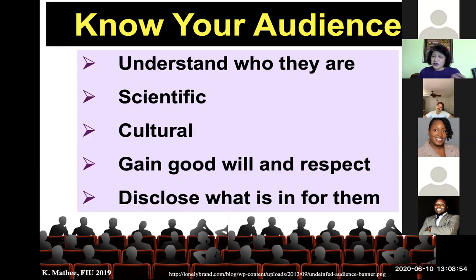Whether you are talking to small kids, to the elderly, or to a scientific crowd who knows all about the field, you don't go and define. For example, if I go to a meeting, I'm not going to define what is DNA. However, if I go to a primary school or an elementary school, I have to define what is DNA, what is a gene. And the other important thing is culture.